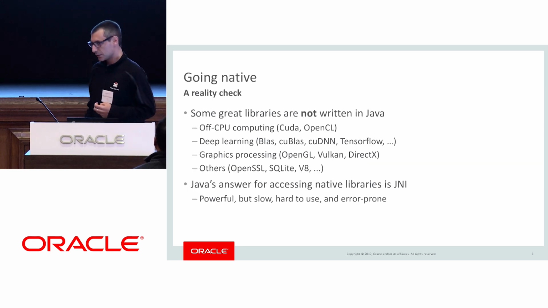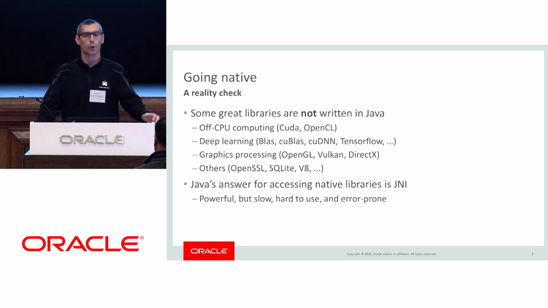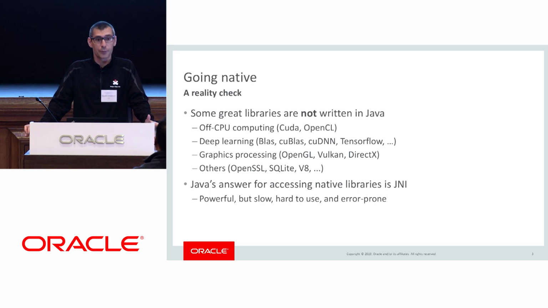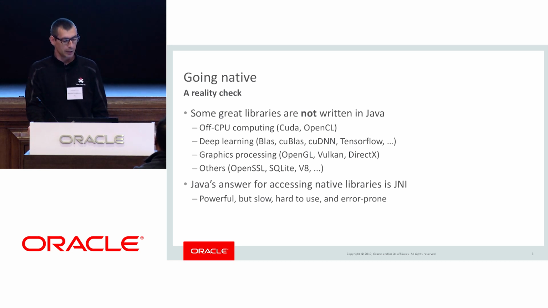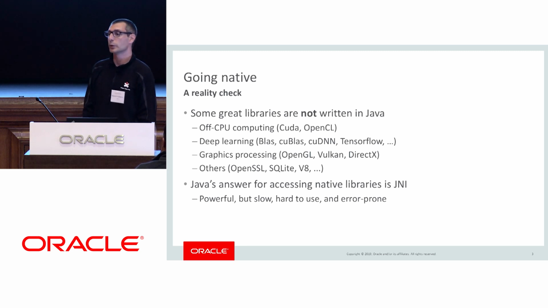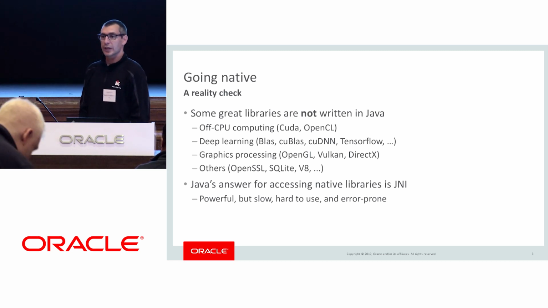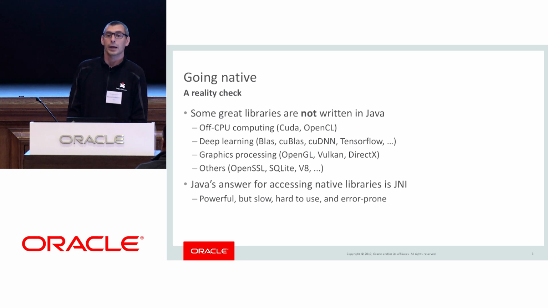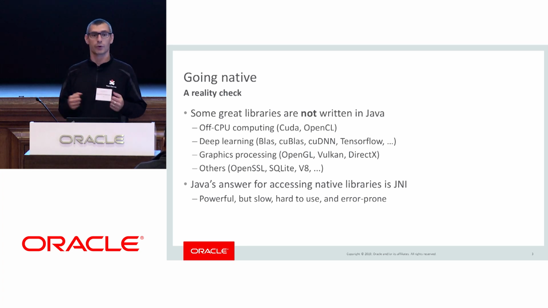And where does Panama start from? Of course, Panama starts from a reality check that not all the libraries that people want to use are written in Java. There are libraries, for example, if you want to do off-CPU computing, that are written in C or C++, and you want to access them from Java. And the way to do that today is using JNI. JNI is not bad in the sense that it works, but as I'm sure most of you in this room know, JNI has a lot of issues in the sense that it's not a very usable framework.